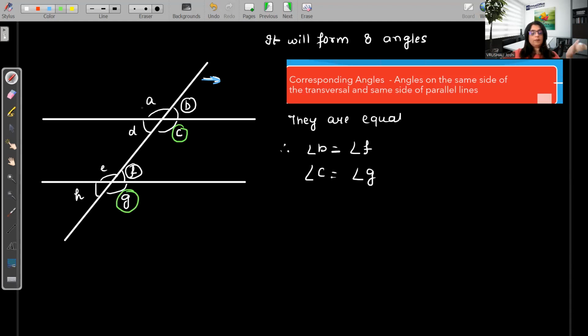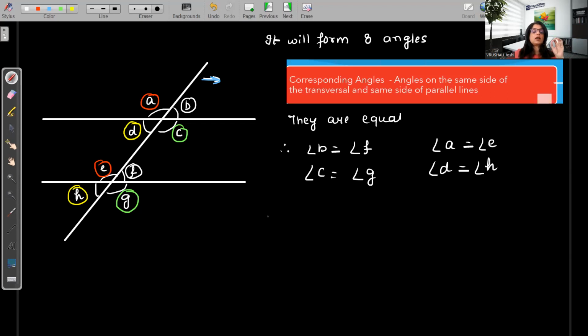Now we have the other pair as well. What is the other pair we have? We have angle A is equal to angle E. Which is angle A? Angle A is this. And angle E is this. Okay. Then we have angle D is equal to angle H. Now, obviously, I don't have to tell you. It's very obvious that this is angle D and this is angle H. Can you see this? So, these angles are equal.